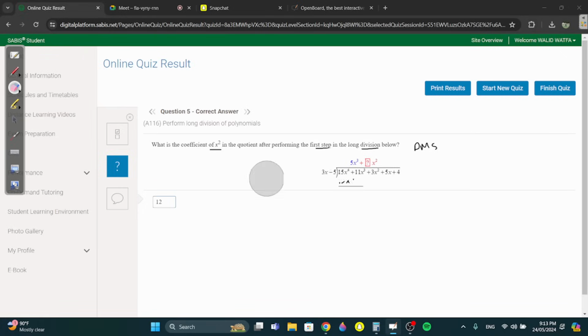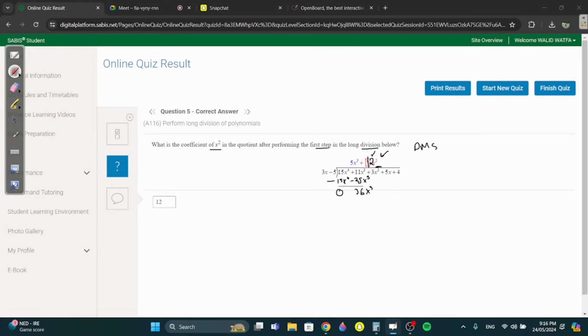Let me make it a bit smaller. So let me write in a smaller handwriting, 15x to the power of 4. Then minus 5 times 5x cubed is going to be minus 25x cubed. 15 minus 15, you put minus. 15 minus 15 is 0. Then 11 minus minus 25 is 36x cubed. Then divide, right? 36 by 3x, and you get 12x squared. So in this box, I'm going to have 12x squared.